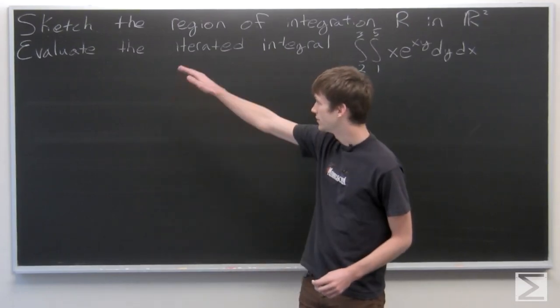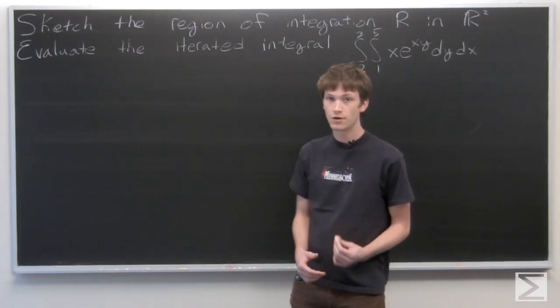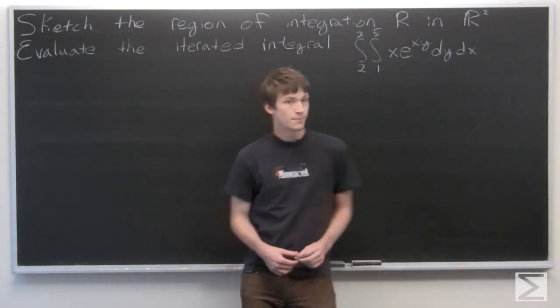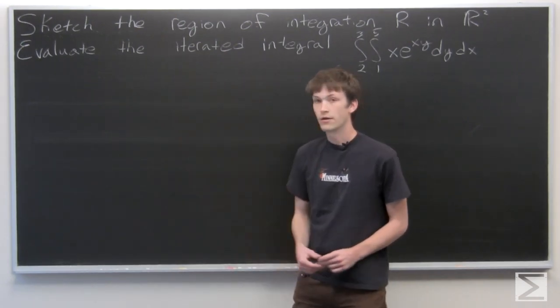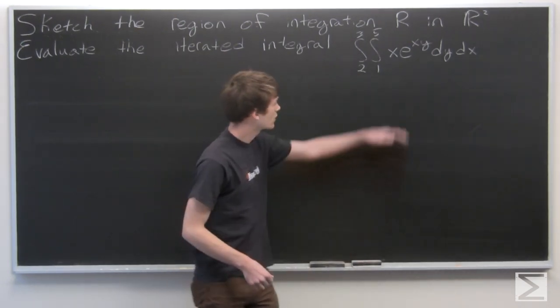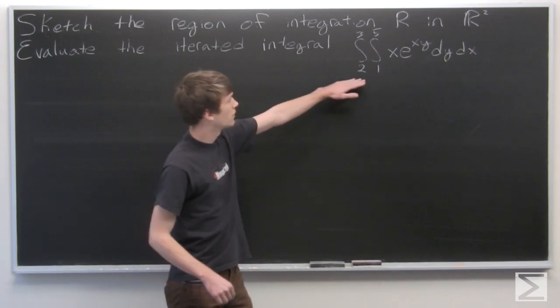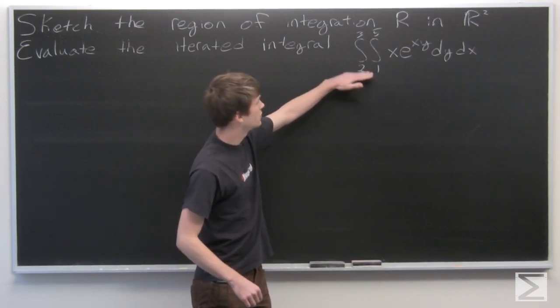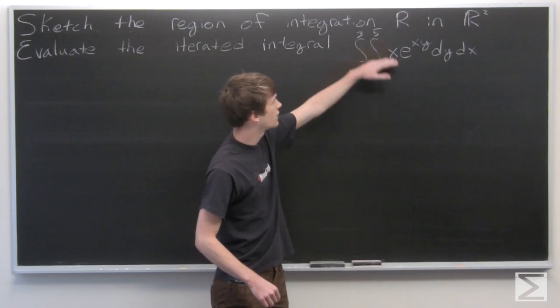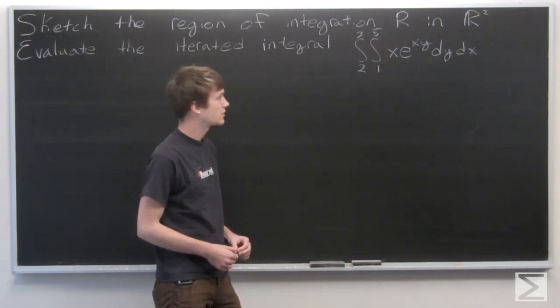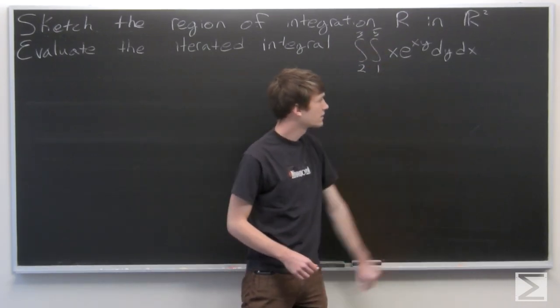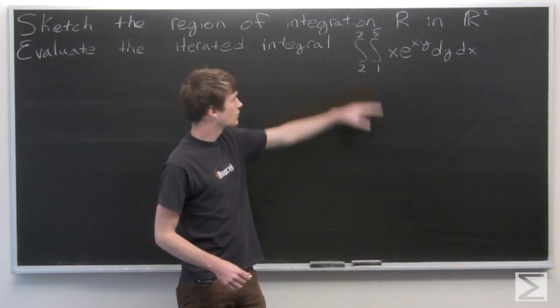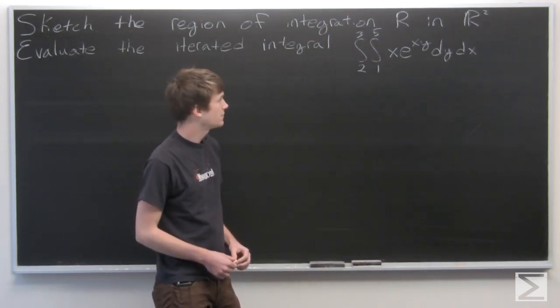Okay, in this problem, we're asked to sketch the region of integration R in R2, and then evaluate our iterated integral. So we're given the iterated integral from 2 to 3, and then from 1 to 5 of x e to the xy dy dx. So first we want to sketch the region of integration.